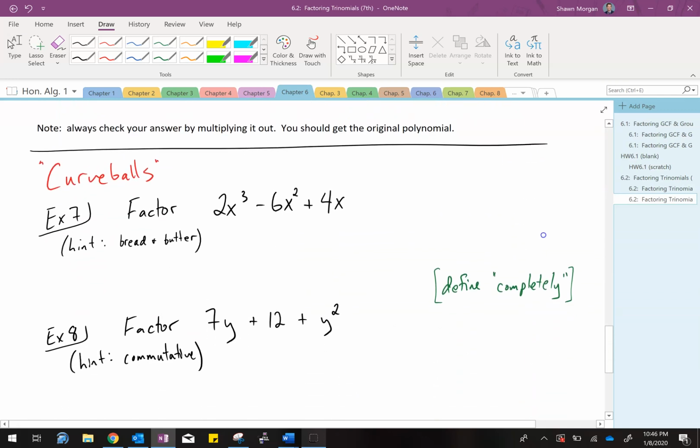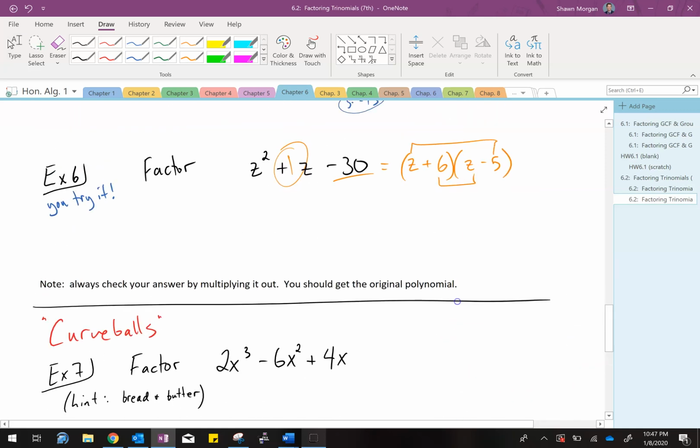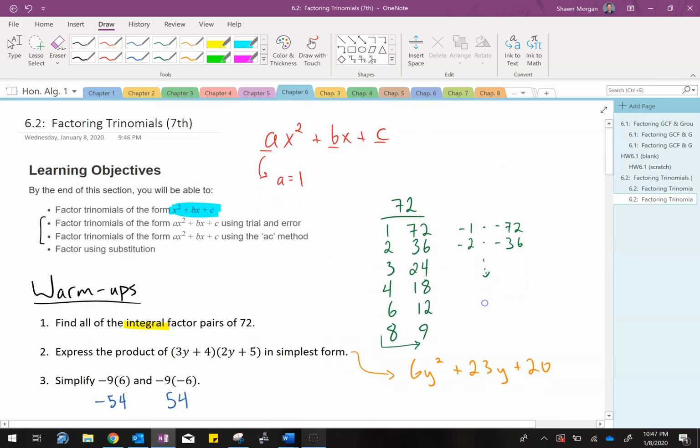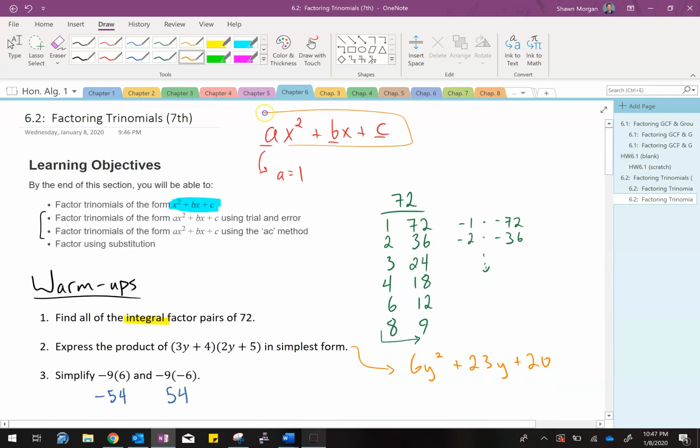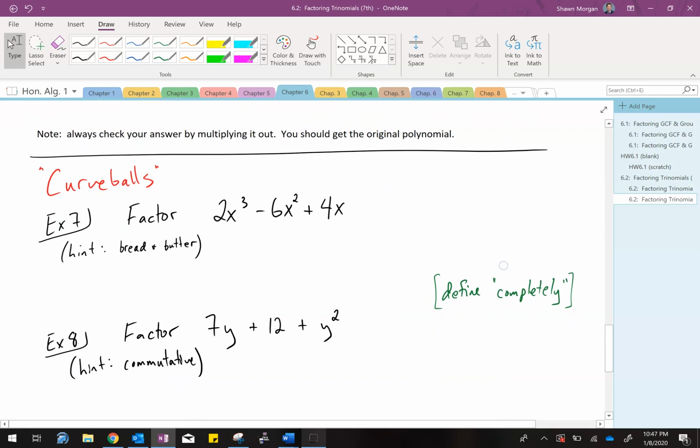For the last couple of minutes, I've got some curveballs I want to discuss with you. Examples 7, 8, 9, and 10 are some tougher ones. Example 7 starts off with 2x cubed, which is a little bit different. Everything else has been, even way back at the very beginning, we mentioned this form right here where it's ax squared, a quadratic trinomial. Yet down here with example 7, we've got a cubic. Now this should tip you off to the fact that there's a little bit of a twist, a little bit of a turn.